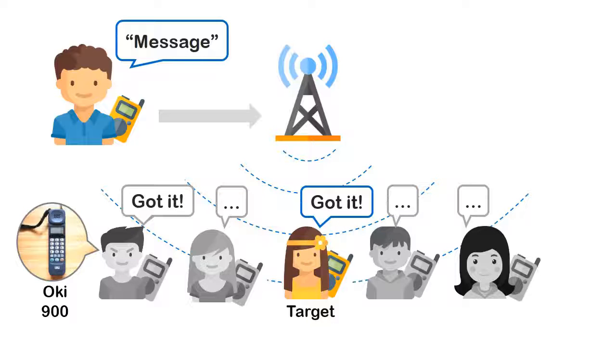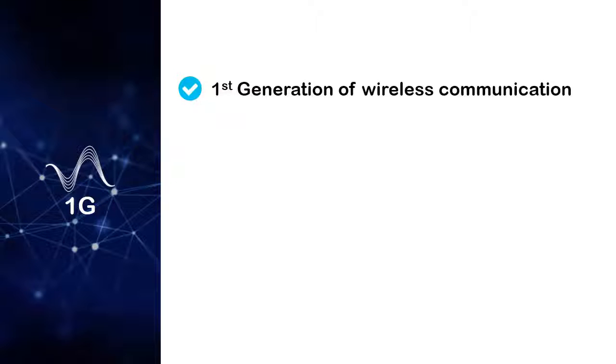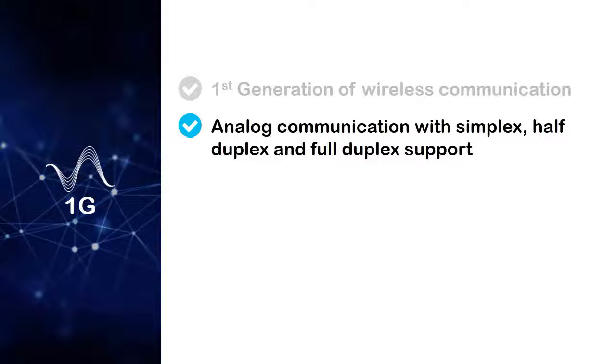Now that we have seen the action part to fulfill the intent, let's get a summarized overview of 1G. Firstly, the obvious one. It was the first generation of wireless communication. And no matter how flawed or how imperfect it was, this is where everything began. So 1G will always remain important to the history of wireless communication. The nature of 1G was analog, and it supported simplex, which means one-sided, half duplex, which means two-sided but one at a time, and full duplex.